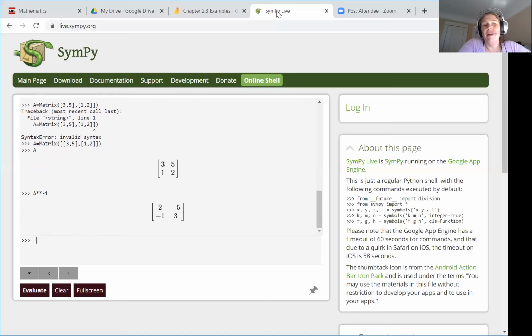If you try to do an inverse on a matrix that is not square, Sympy will give you an error and say, you know, it's not a square matrix, so you can't calculate it there. All right, in the next video, we're going to see some properties of inverse matrices and do some proofs.